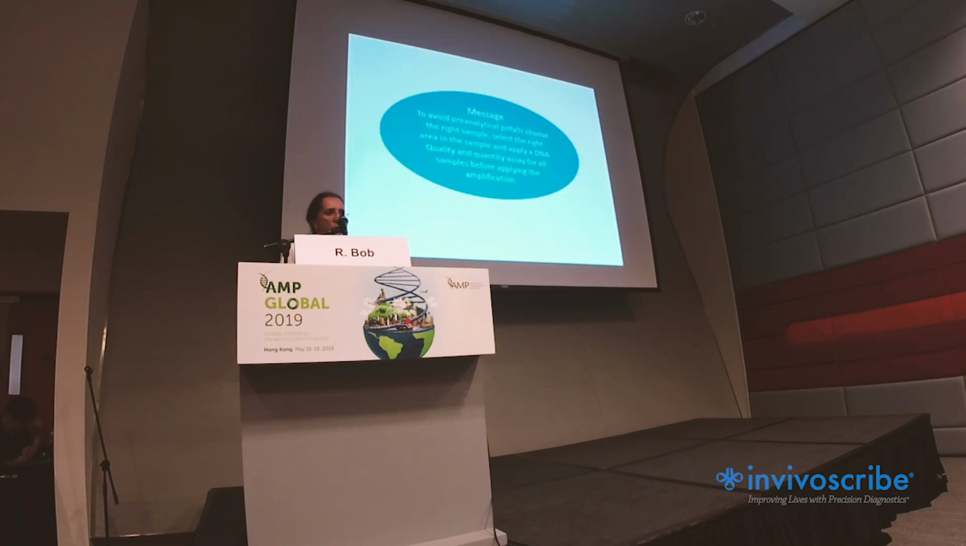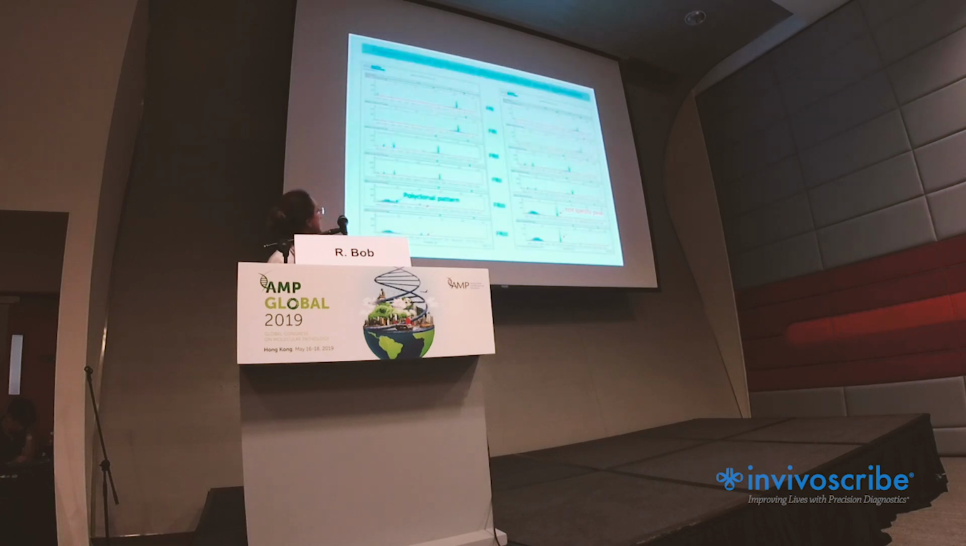So the message of these two examples was to avoid pre-analytical pitfalls. Choose the right sample, select the right area when macrodissection or microdissection is possible, and apply a DNA quality and quantity assay for all of your samples before you apply the clonality analysis. There could be a question. When it's possible, even with bad quality DNA, to detect the clone with framework 3, why don't we apply only framework 3 analysis?